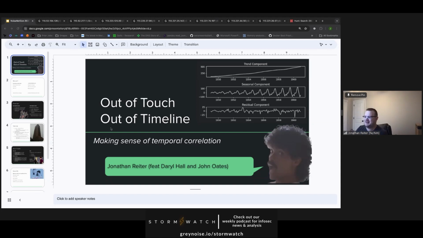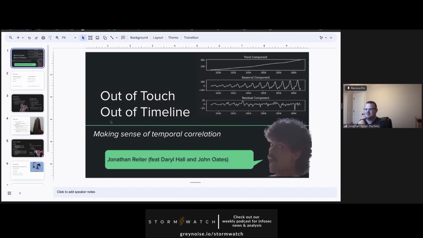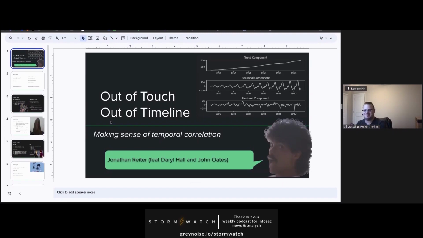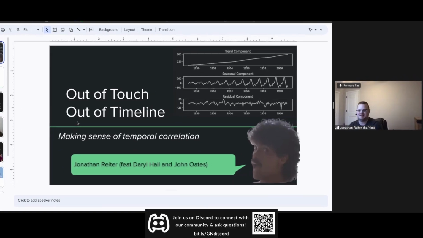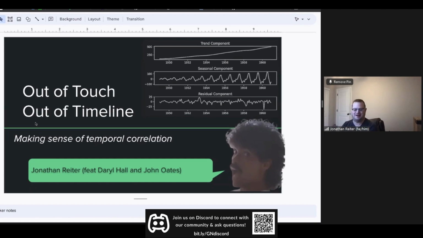Okay. We're not going to stick 100% of the time on the PowerPoint. We're going to dip into some notebooks. We're going to dip into GreyNoise on occasion. My talk is called Out of Touch, Out of Timeline. And mostly it's about temporal correlation, which is a fancy word for looking at the spots on the GreyNoise timeline and trying to be like, how can I operationalize this?